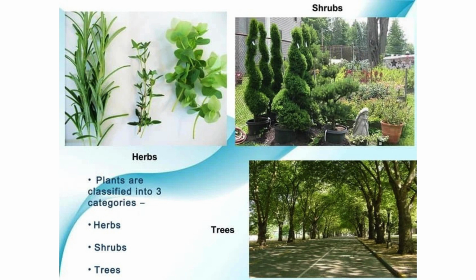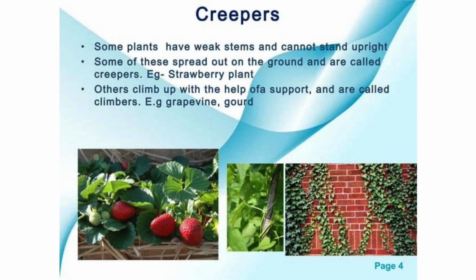Plants with weak stems that cannot stand upright and spread on the ground are called creepers, for example strawberry plant. While those that take support on neighboring structures and climb up are called climbers, for example grapevine or bottle gourd.